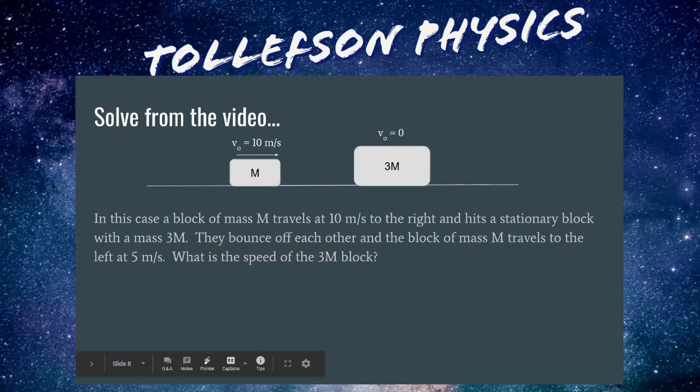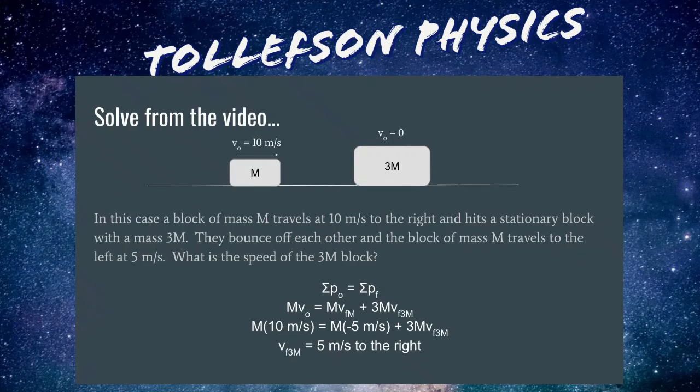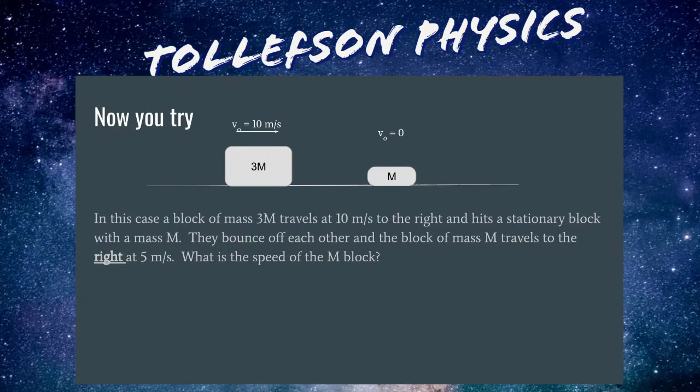All right, the only way to do physics is to practice physics. Here's the problem from our video. We had the light mass block hit a heavy mass block. So go ahead, solve it without looking back at the video, hit pause, and then when you're ready, unpause to see the solution. All right, here's the solution that we went through in the video. You can always go back to the video to see what was done.